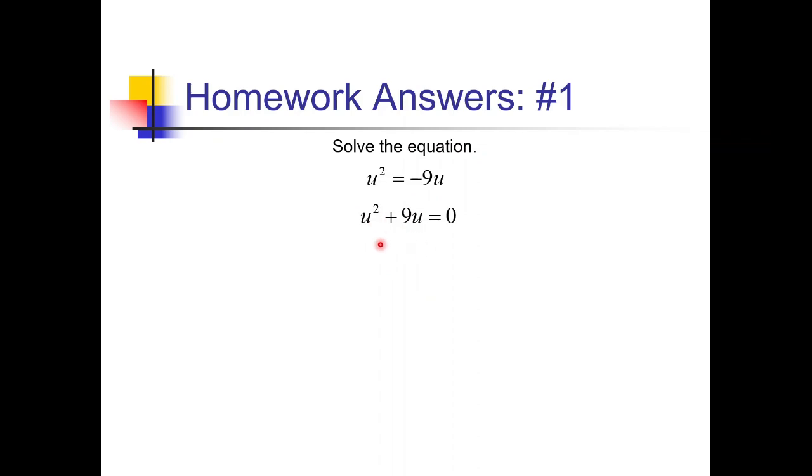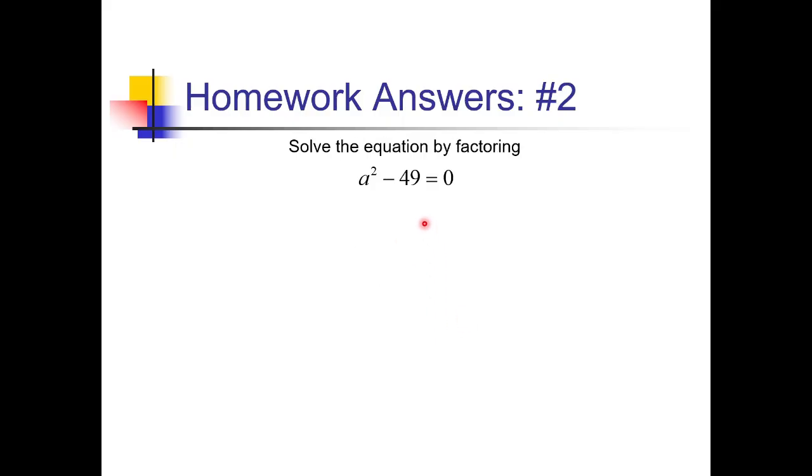I always look for common factors before I do anything else. So taking out a u, that leaves us with u plus 9. And then zeroing each of those out, we have u equals 0 for this little stray u out here. And negative 9 plus 9 is 0, so that's our other answer here.